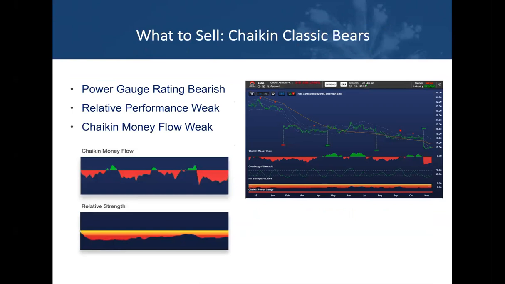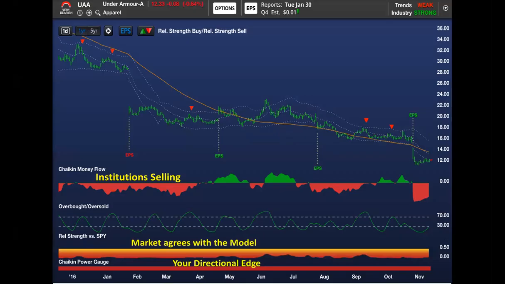Classic Chaikin bears. Power gauge rating is bearish. Stock is underperforming the market, and Chaikin money flow is red, not green, telling you that institutions are selling. So our poster child for the last 9 months, because these stocks persist for long periods of time, was Under Armour. The power gauge turned bearish off the charts at $40. This chart shows the stock beginning at 32 a year ago, and it's stayed bearish ever since. You've had a series of negative earnings surprises. Those are these big gap downs. It's been underperforming the market, so the market agrees with the model.